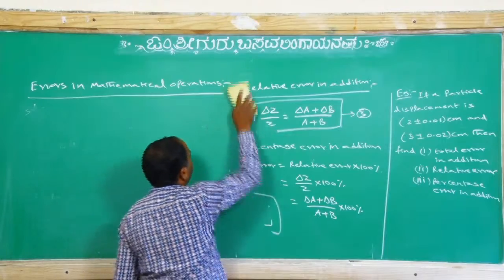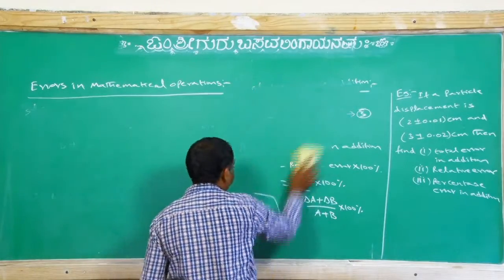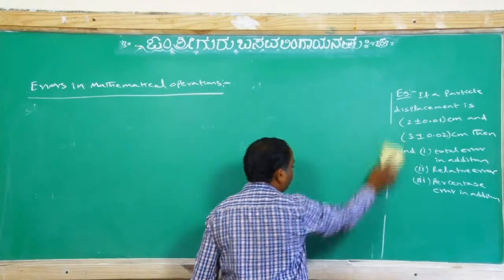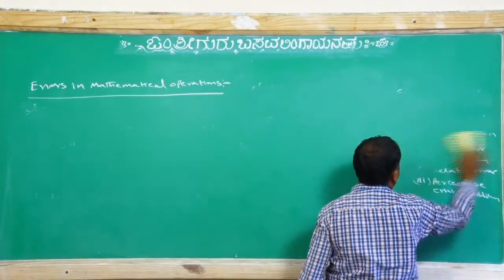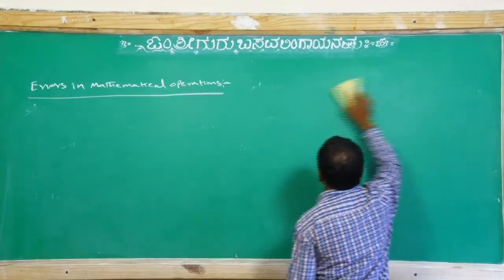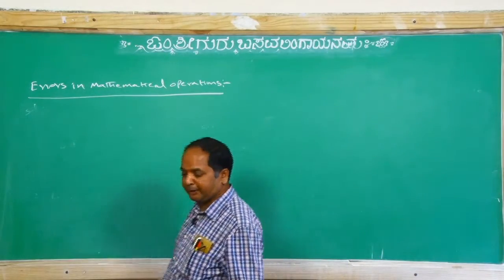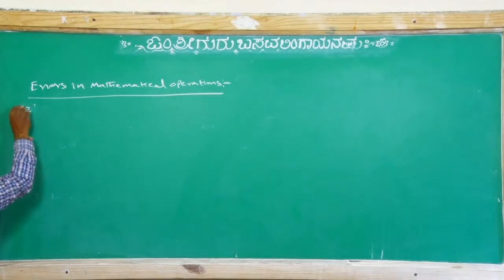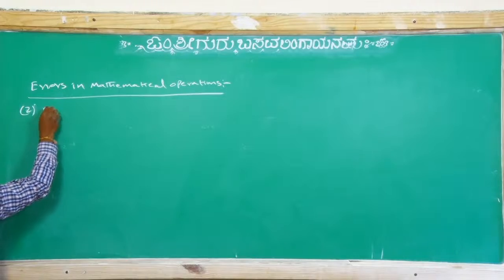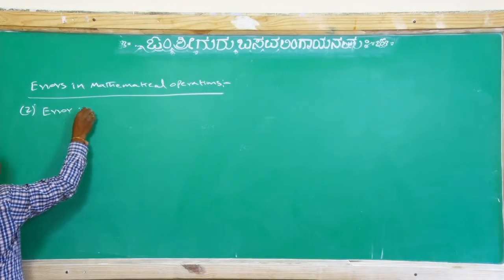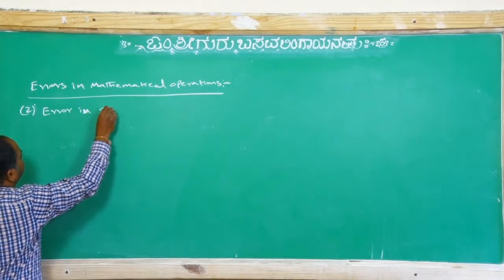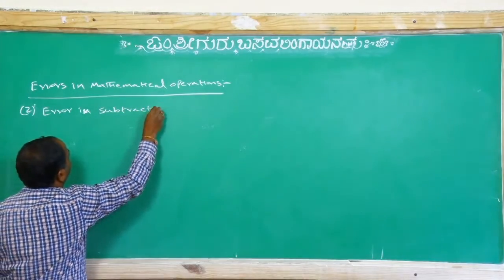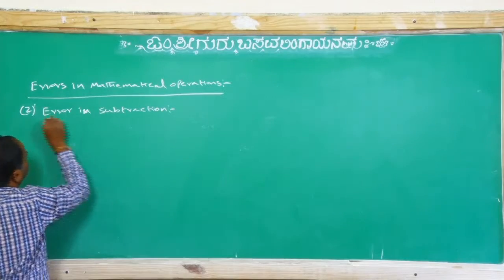Next, the error in subtraction. Addition completed. The second one is subtraction. See, the error in subtraction. Observe carefully. The second one is error in subtraction. Here, how do you find the error in subtraction?